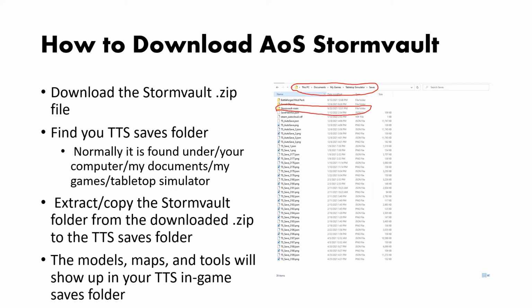If you open that up, you should then extract or copy the Stormvault folder from your downloaded zip file to the TTS Saves folder. By doing this, you will put it in the correct directory so that you can access it in game. Once you do this, if you've done it correctly, the models, maps, and all that jazz will show up in your Tabletop Simulator in-game save folder that you can access in-game.